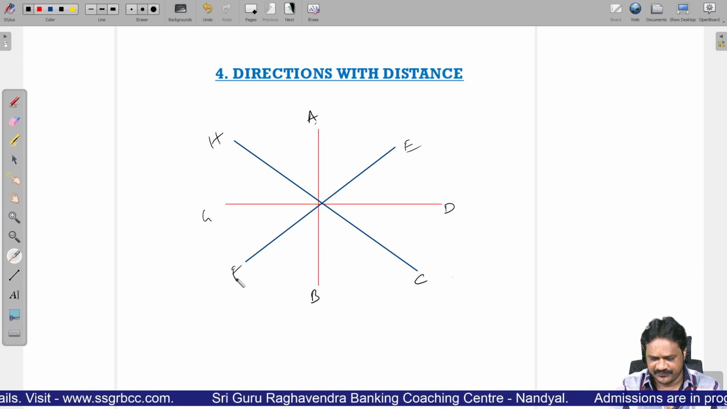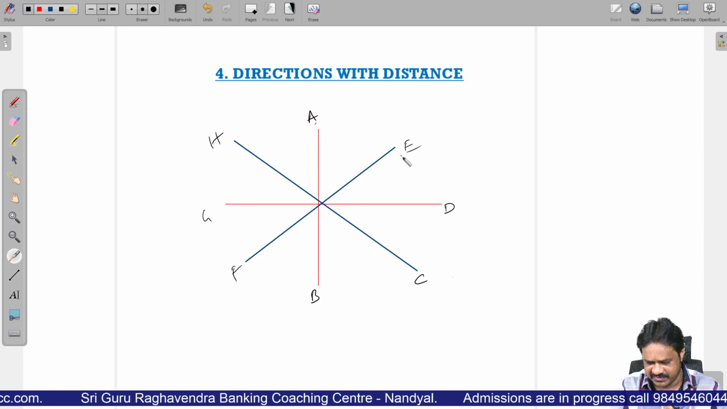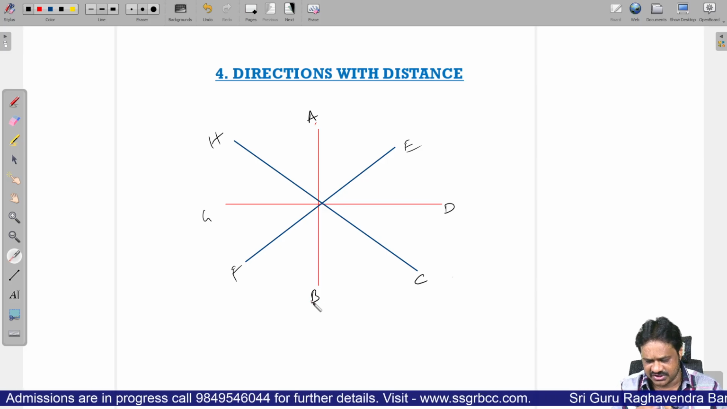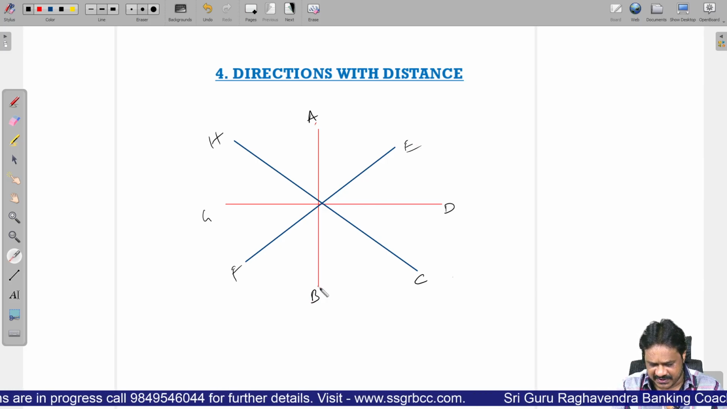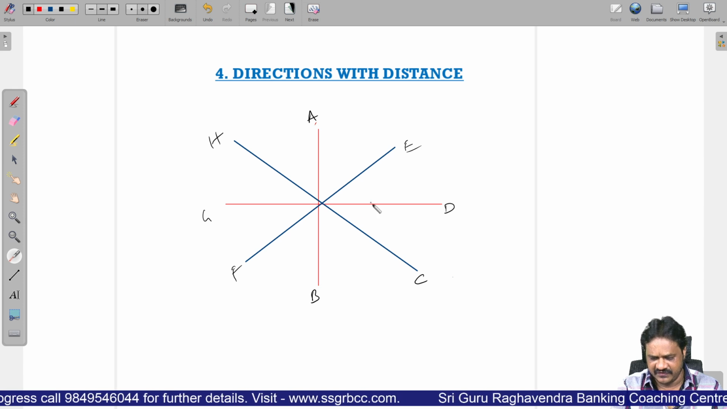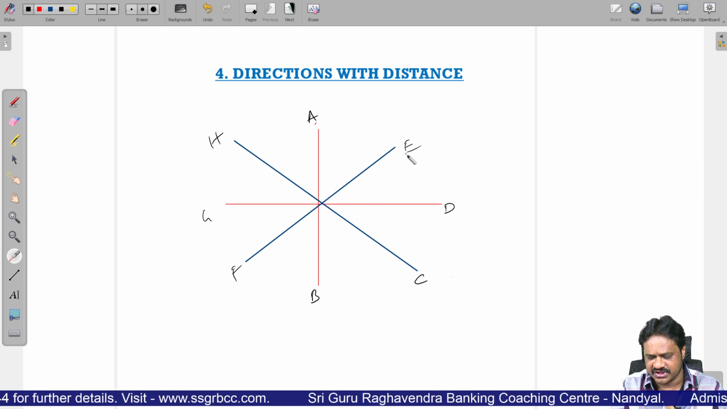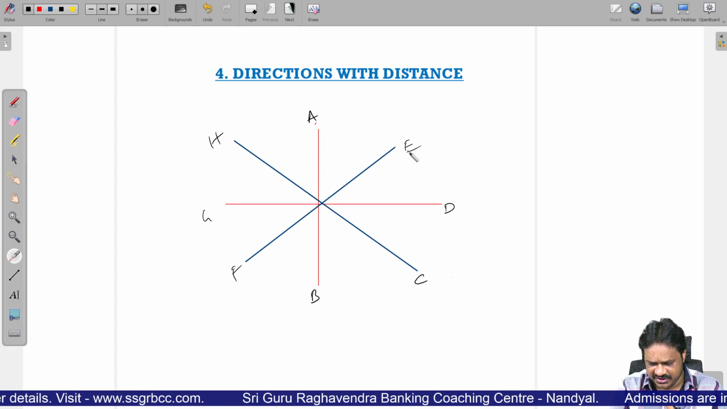One more question. Where is B with respect to E? When you see from E, B is to the south and to the left side. So that is the southwest direction. Where is B with respect to H? With respect to H, B is to the south and to the right side. So southeast direction. Where is E with respect to B? When you see from B, E is to the north and to the right side. So northeast direction.